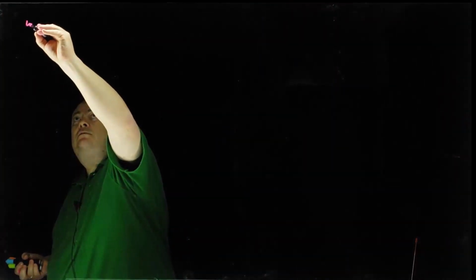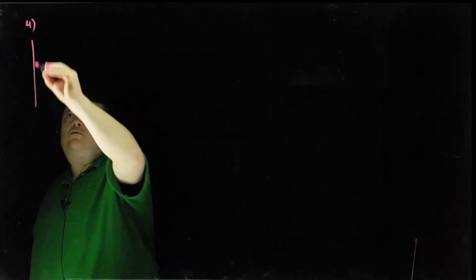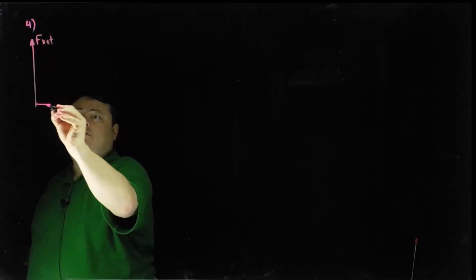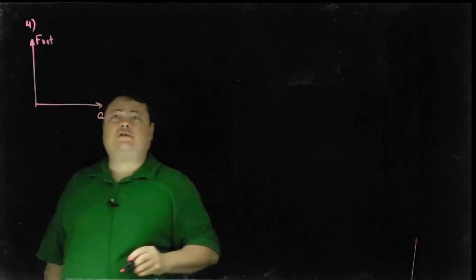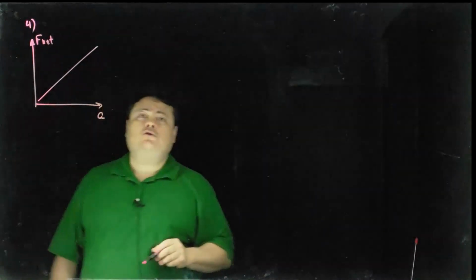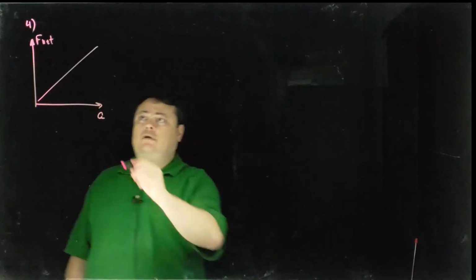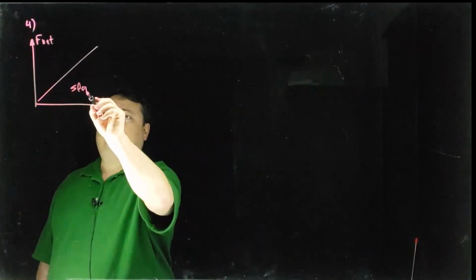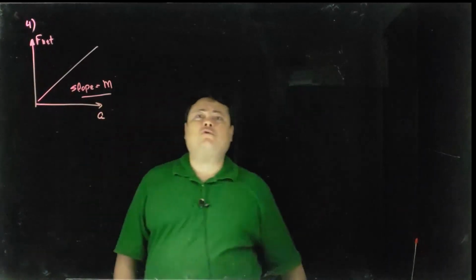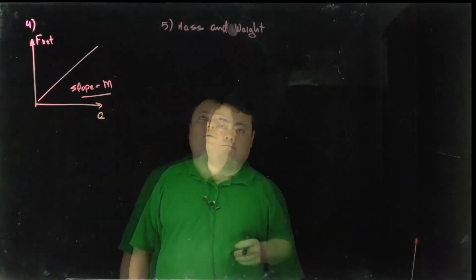The next observation on my list, number 4, is just a graph of net force versus acceleration. This graph here should be a straight line, and the slope of this graph should be the mass.